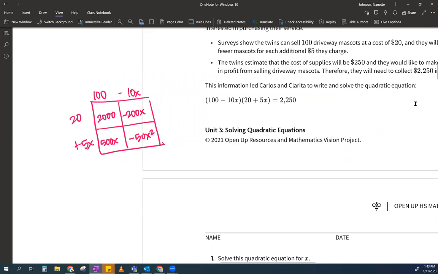I think I'm good. Okay, so then I add all these together and I'm going to put it in standard form because that's the form I like. So I get negative 50x squared plus 300x plus 2,000 equals 2,250. And that's this guy over here, right?